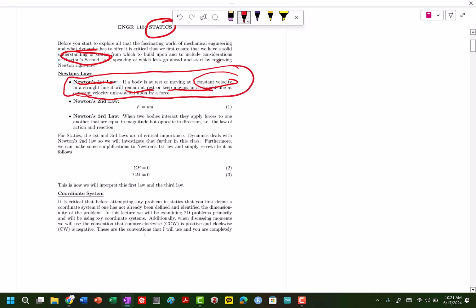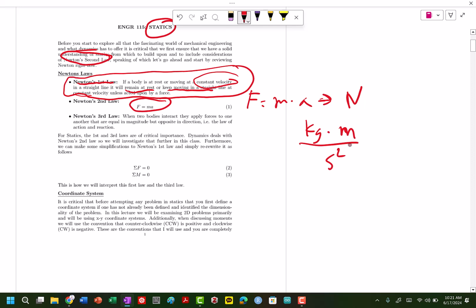Newton's second law basically just states F equals ma. Our force is equal to mass times acceleration. It's important to note that the unit of force is the Newton, and a Newton is a kilogram times a meter over second squared.